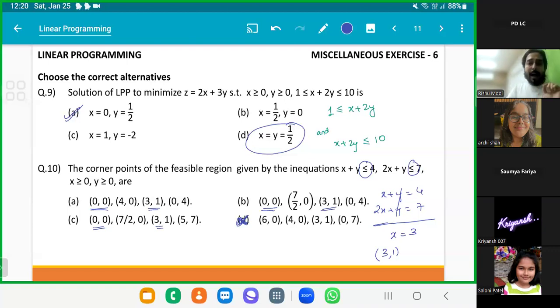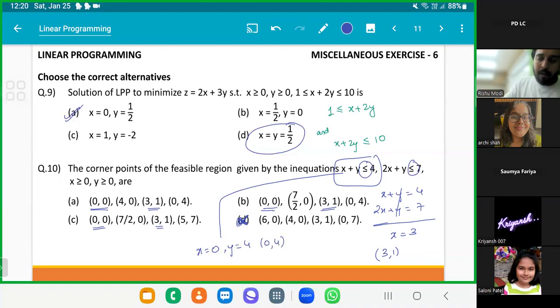Now I have to substitute. If I substitute x as 0 in this equation, I will get y as 4. So one point is 0 comma 4. If I substitute x as 0 here, I will get y is equal to 7. So 0 comma 7. Now you need to understand this.